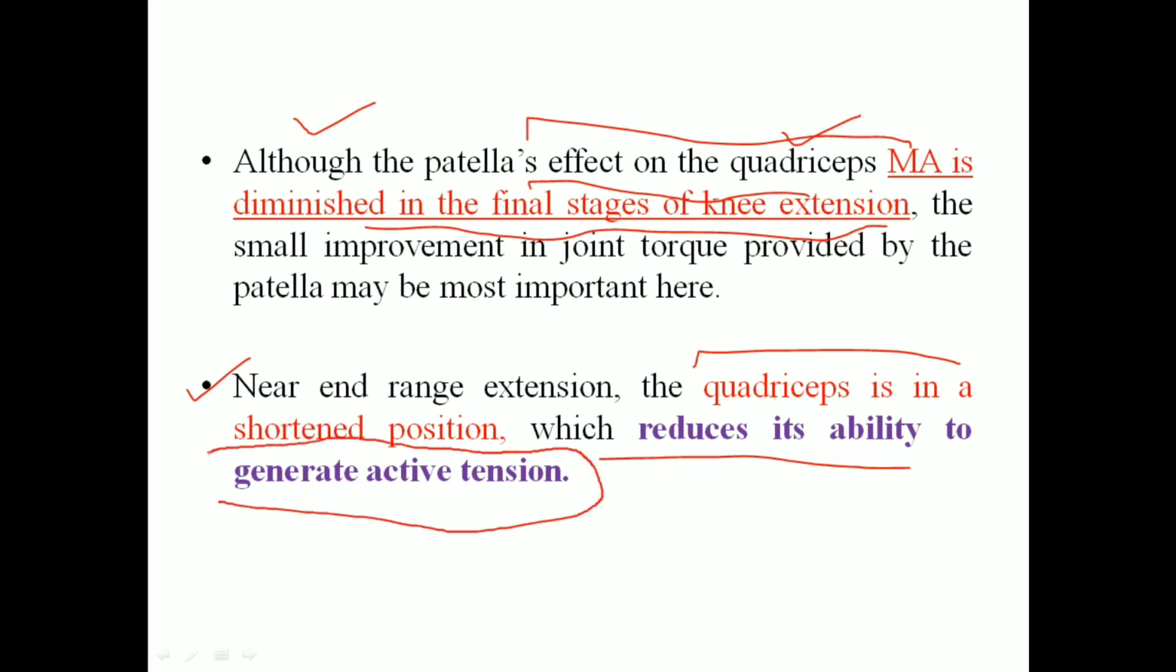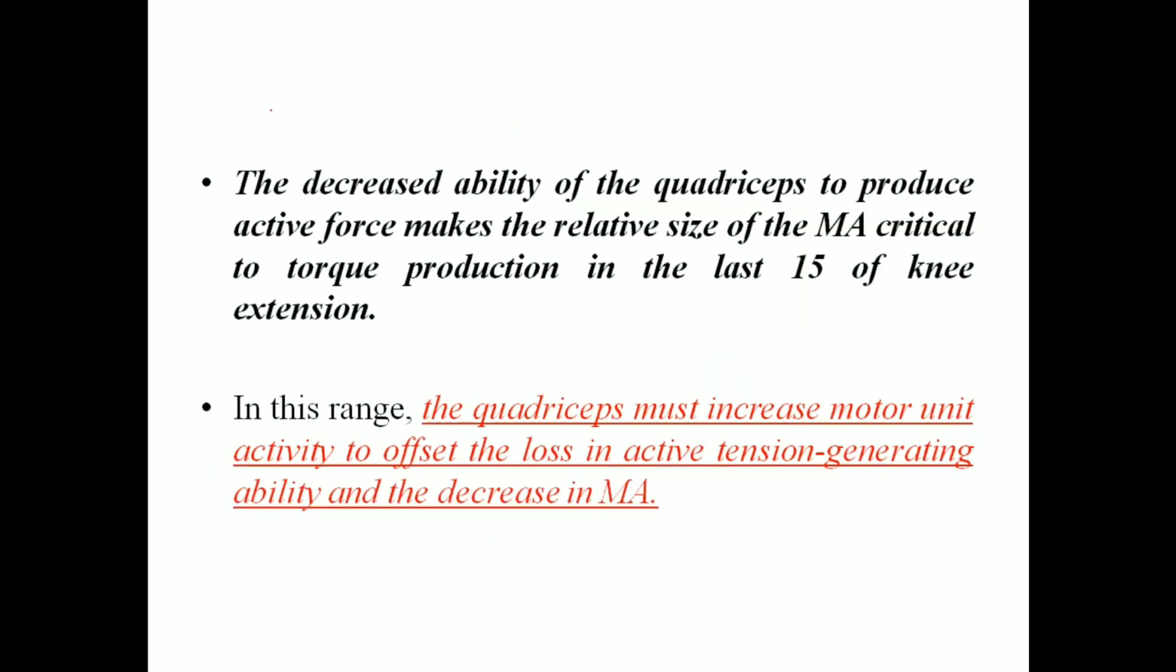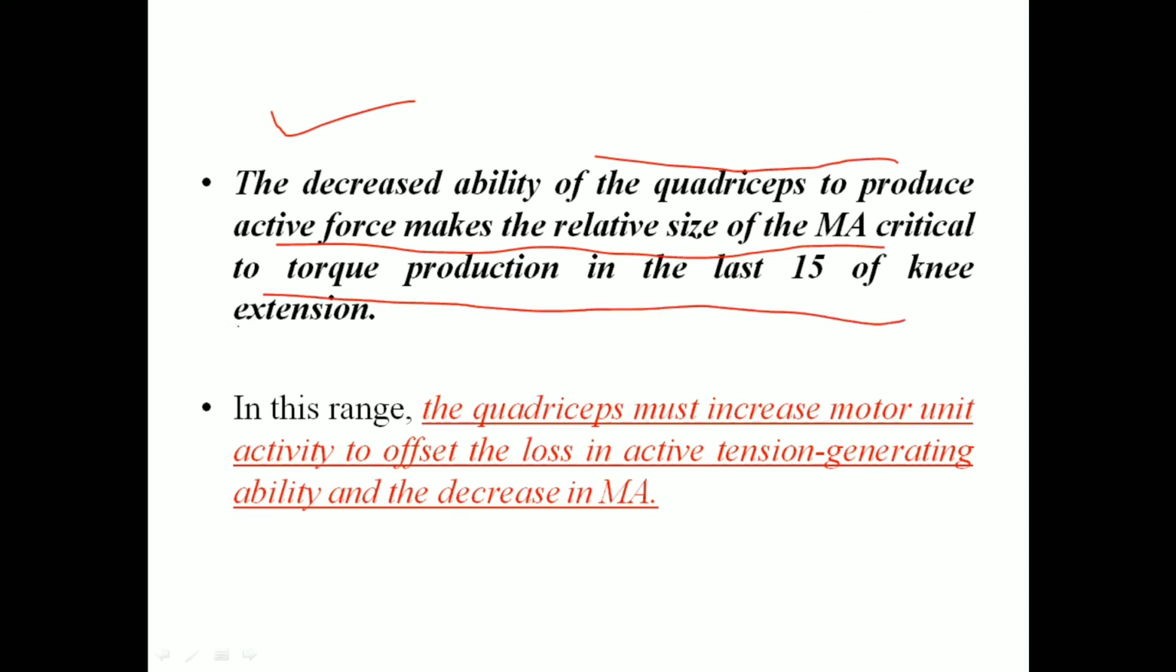Now here in the last 10 to 15 degrees, what is going to happen? The moment arm is going to become less. It is going to be diminished. And during this stage, the quadriceps is shortening, which reduces its ability to generate active tension. So what should happen to produce full knee extension? The decreased ability of the quadriceps to produce active force makes the relative size of the moment arm critical to torque production in the last 15 degrees of knee extension.